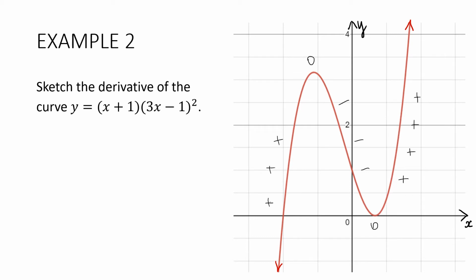When we go to sketch it, it doesn't have to be super accurate. It's just got to go through here. These are the zeros here and here. It's got to be positive on this side, negative in the middle, and positive here. And just a rough sketch will do.